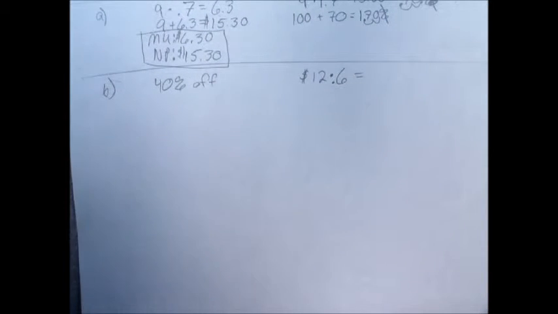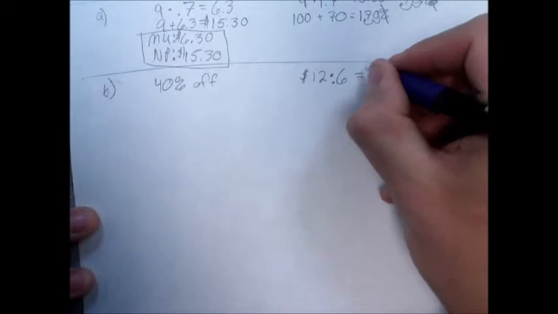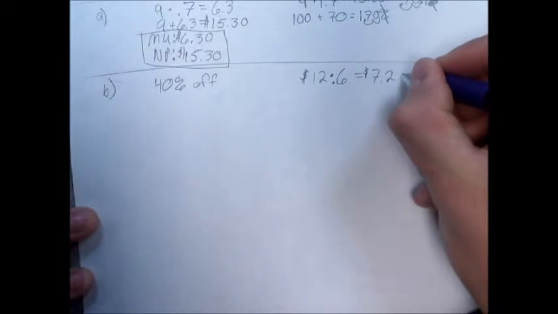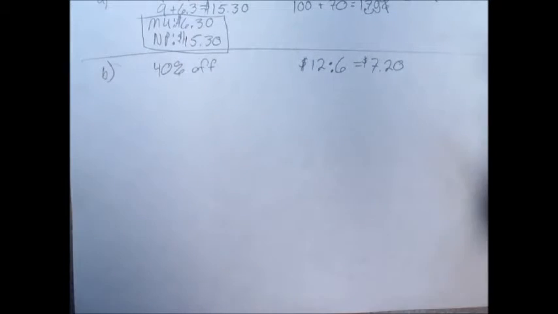My new book price being, I think, like $7.12, but let me double check. Yep, $7.20. Okay, so that's the quick way to do it. Just multiply what you're going to pay for it times the original cost.